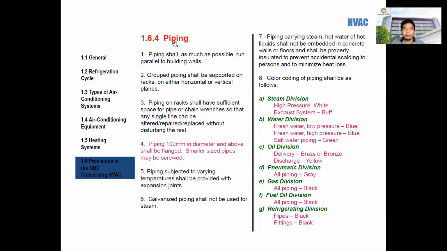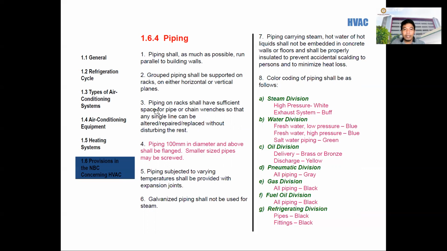Next, we have the pipings. The pipings used in HVAC. So normally, there are pipes used in heating, and also if you use a split type aircon, you use pipelines. The piping shall, as much as possible, run parallel to the building walls. Group piping shall be supported on racks on either horizontal or vertical planes.